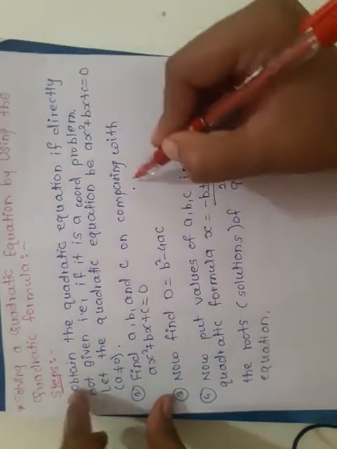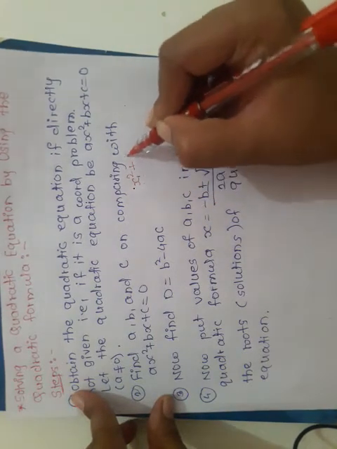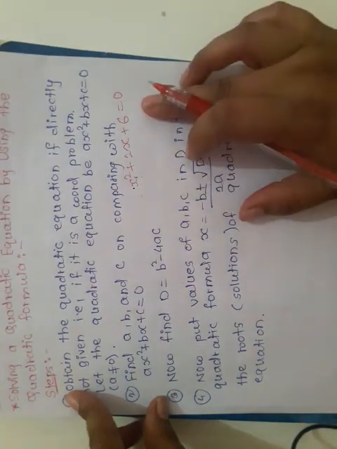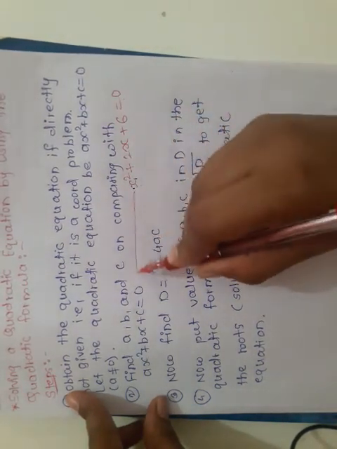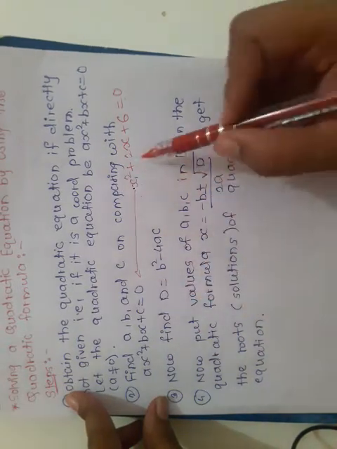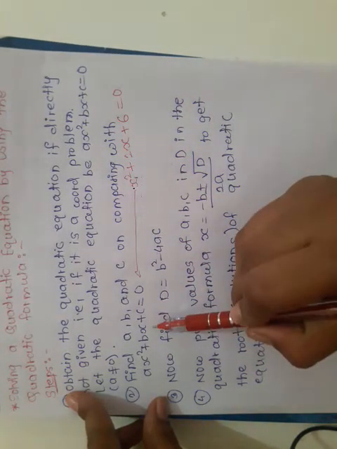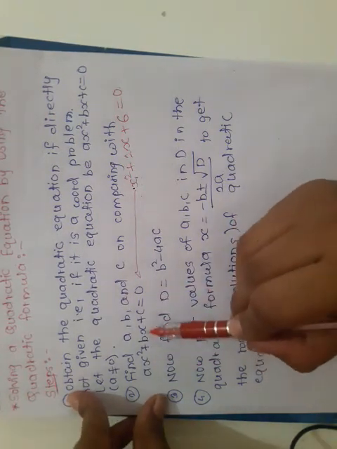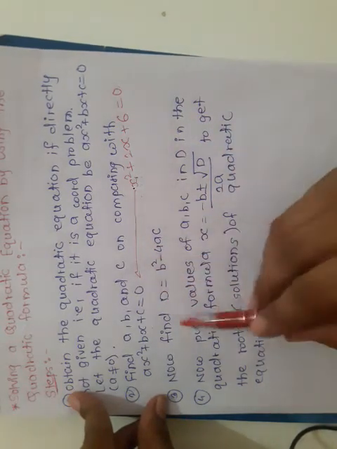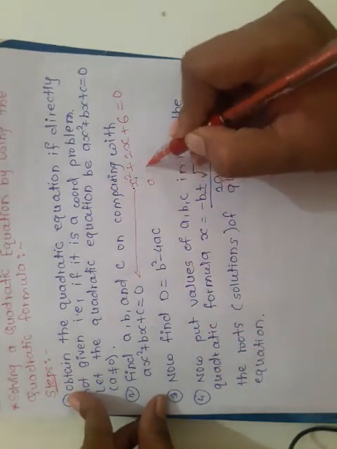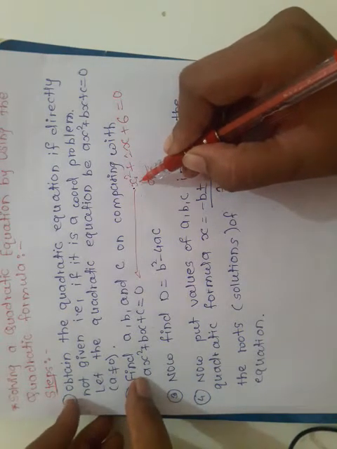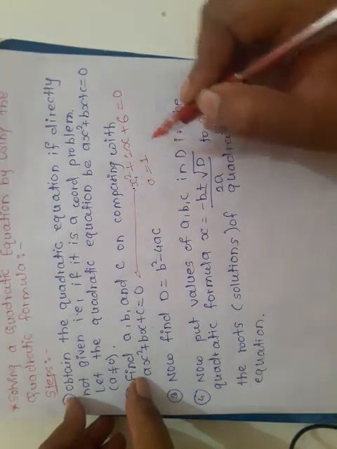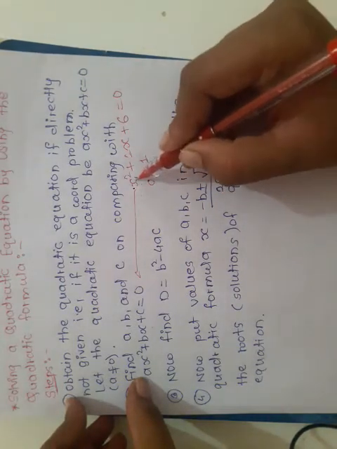For example, if our equation is x square plus 2x minus 6 is equal to 0, then compare this given equation with our general quadratic equation ax square plus bx plus c is equal to 0 and find out the values of a, b and c. So here a is equal to what? In this equation a is the coefficient of x square. So the coefficient of x square is 1.